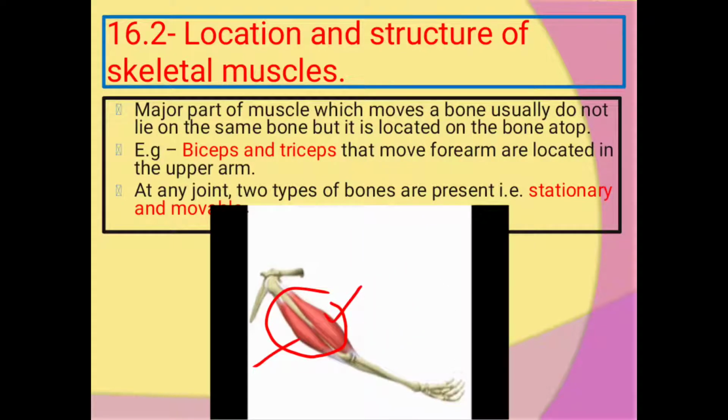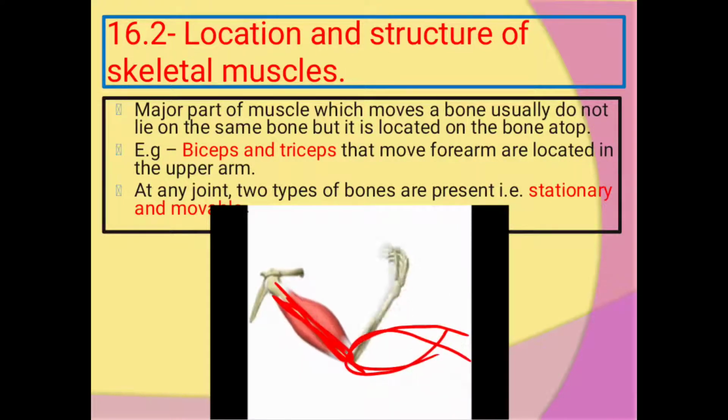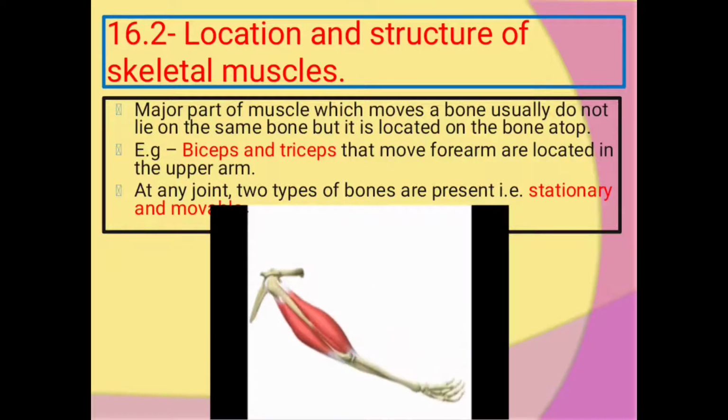At any joint, you can observe that two types of bones are present. One is known as the stationary bone and the second is known as the movable bone. This is the stationary bone, which means the stable bone. And the next one is the movable bone. So these are the information related to the muscles as well as the bones.